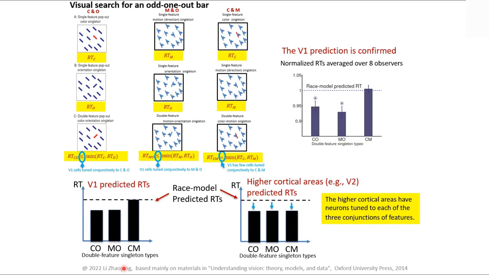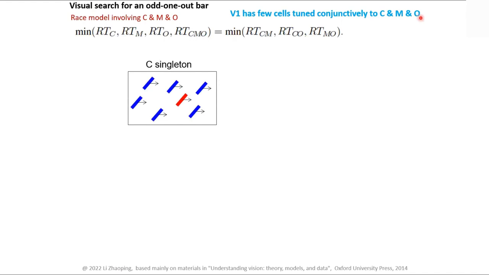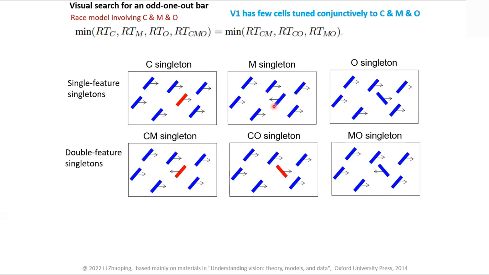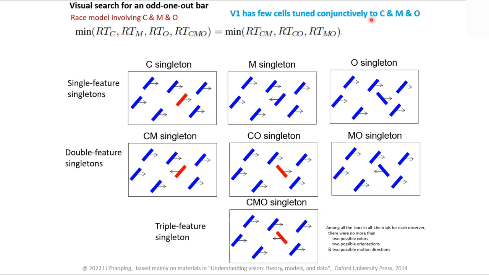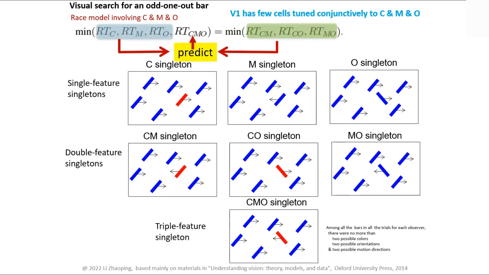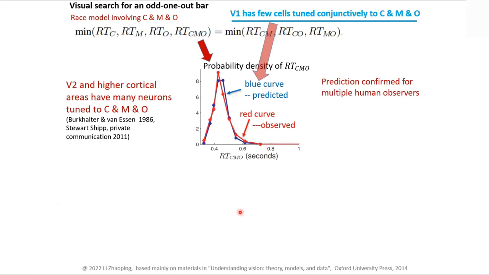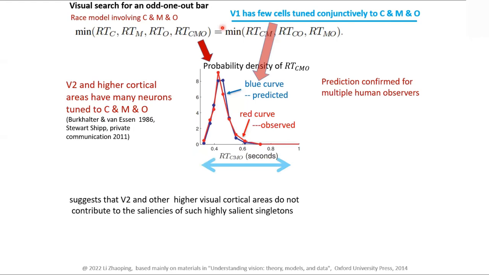It turns out that you can also combine these three features together: color, motion, and orientation. So you can find a unique color, unique motion, unique orientation, and double features, unique color and motion direction, unique color and orientation, and so on, and triple features. Because V1 doesn't have cells tuned to all three features, you can derive a mathematical equation like that without a single parameter. That means you can use this to predict the result. Then you follow it up and find exactly what you predicted. You can statistically test it, and predicted and observed are statistically indifferent, on top of each other. But if V2 were involved, this would be a less-than-or-equal sign, and this doesn't happen.